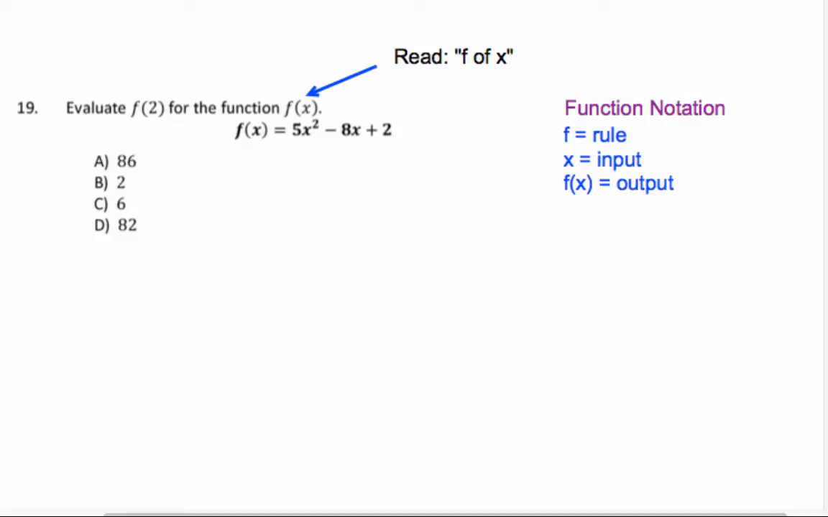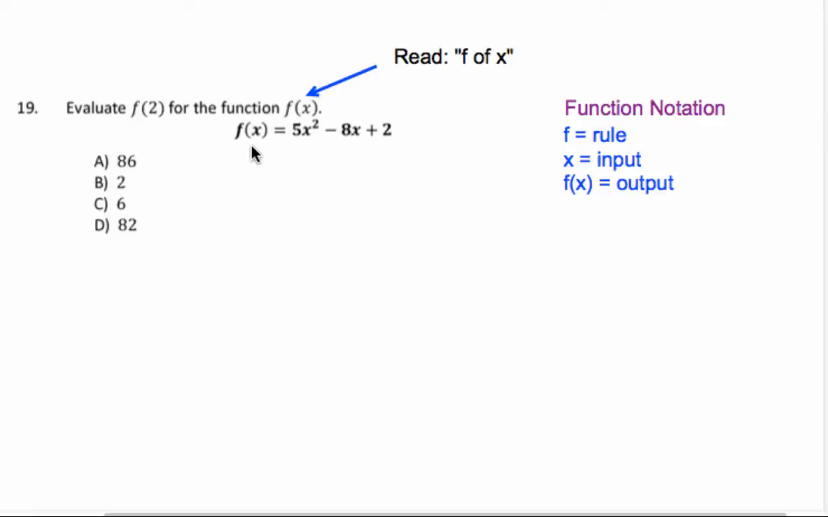Problem number 19 deals with function notation. Now, in function notation, you're given f, which is a rule. In this case, the rule is to multiply 5 times x squared, subtract 8x, and add 2. You're given an input, which is x, and you're given the output, which is read f of x. So here where we have f of x, that's the output. That's the result of multiplying and subtracting what you see on the right side of the equation.